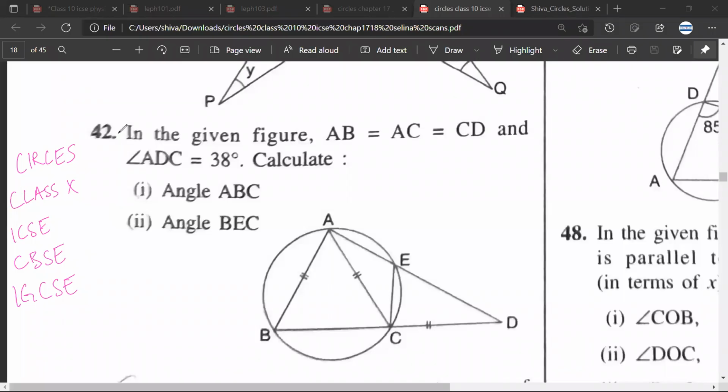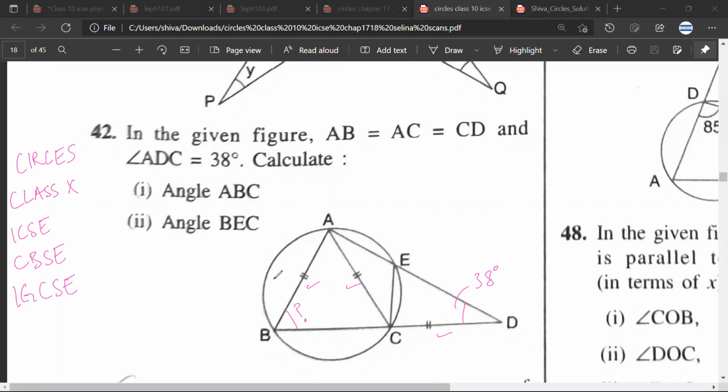Question in the given figure: AB is equal to AC and AC is equal to CD. AB, BC, CD, these three sides are equal. Angle ADC is given to be 38 degrees. Calculate angle ABC. This is the question.